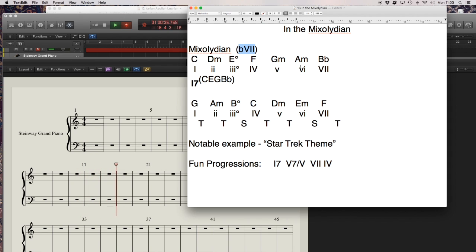Now, in a perspective where we're looking at C as Ionian, D as Dorian, E Phrygian, F Lydian, G then would be G Mixolydian if you're looking from the perspective of C. And we see our tonal relationship here is tone, tone, semitone, tone, tone, semitone, tone, or whole, whole, half, whole, whole, half, whole.